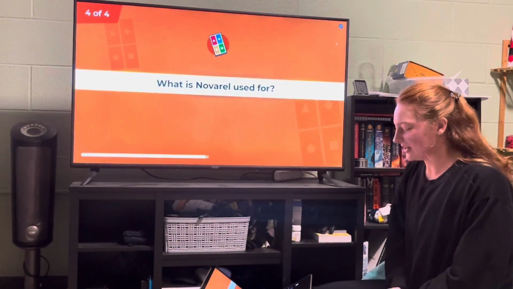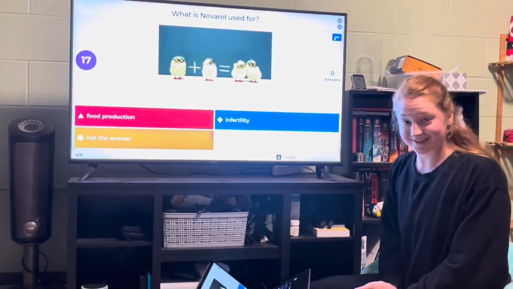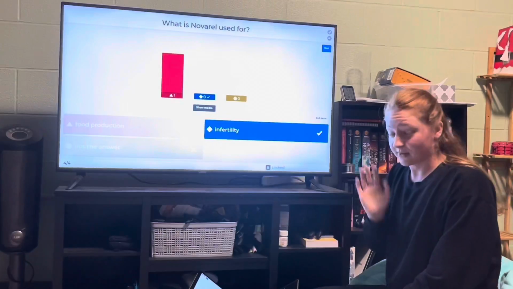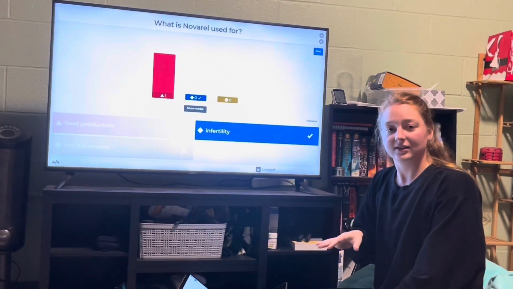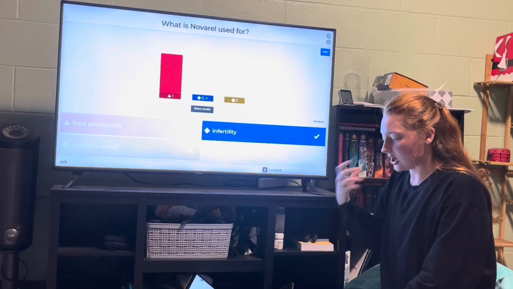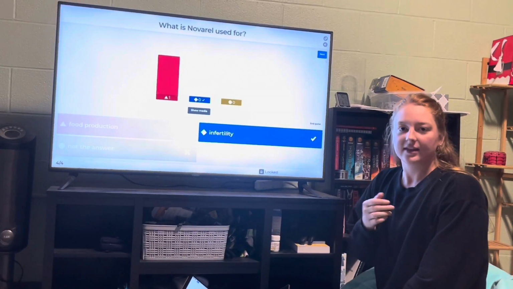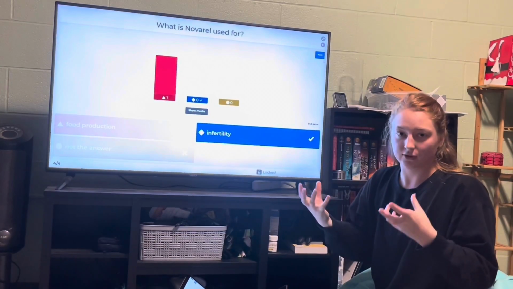Last question. What is Novorel used for? Food production, not the answer, or infertility. That wasn't the answer, but that's okay. So Novorel is used in infertility. When given the shot, it's referred to as the stimulant or trigger shot. And that means that you will ovulate 24 to about 34 hours after you're given that shot.